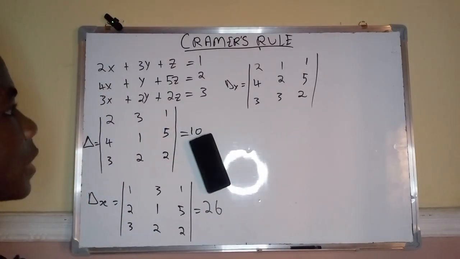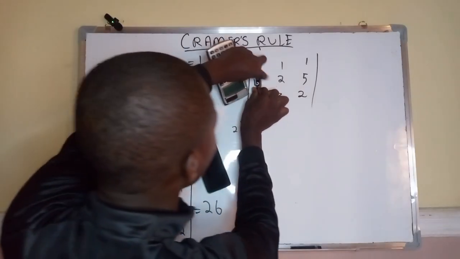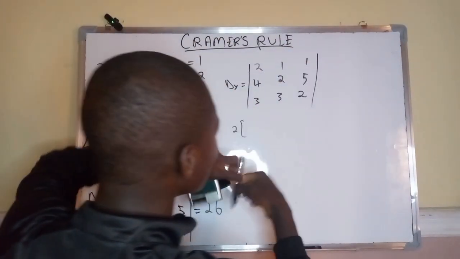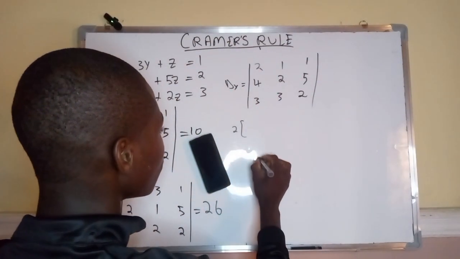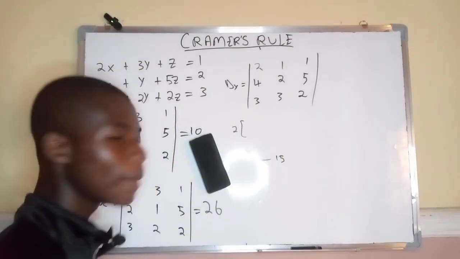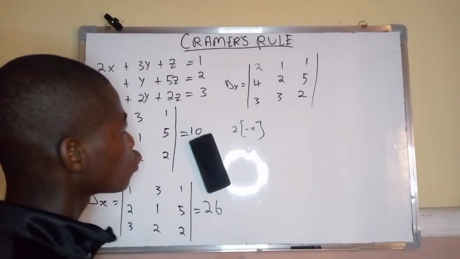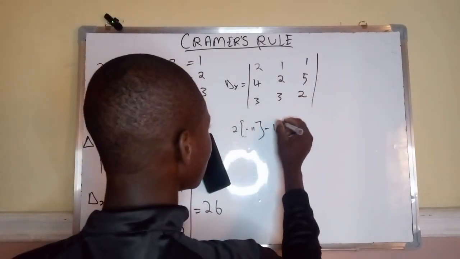So therefore, to find the determinant of this matrix, I have 2. I will delete this row and this column. 2 times 2, which is 4, and 3 multiplied by 5, which is 15. I'm having minus 11. So therefore, let's move to 1.